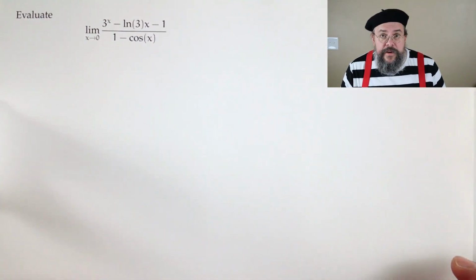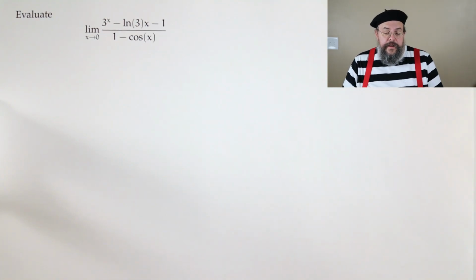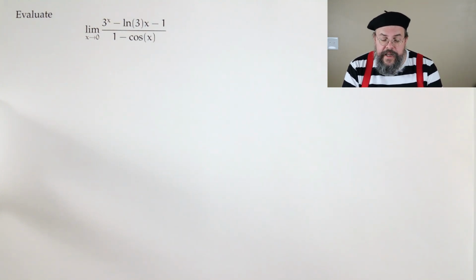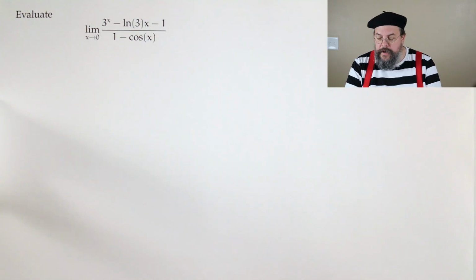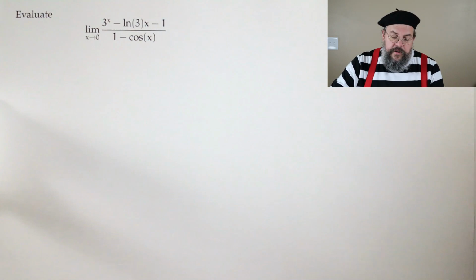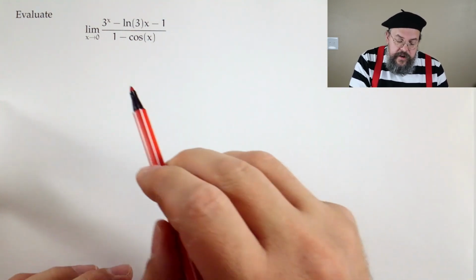Evaluate the limit as x goes to 0 of (3^x − ln(3)x − 1) divided by (1 − cos x). All right, well, interesting. Wonder what's going to happen here. So, first off, let's plug in 0.